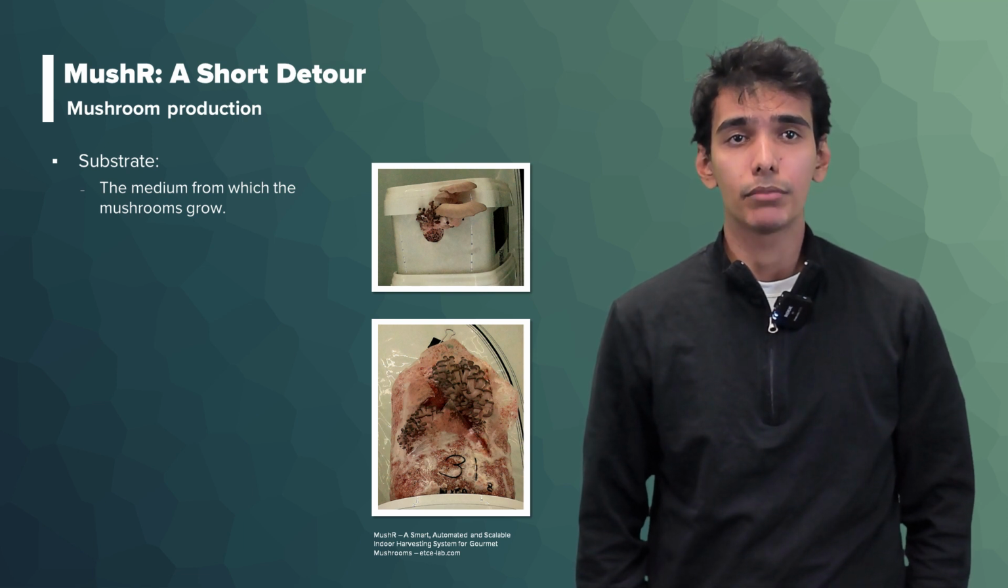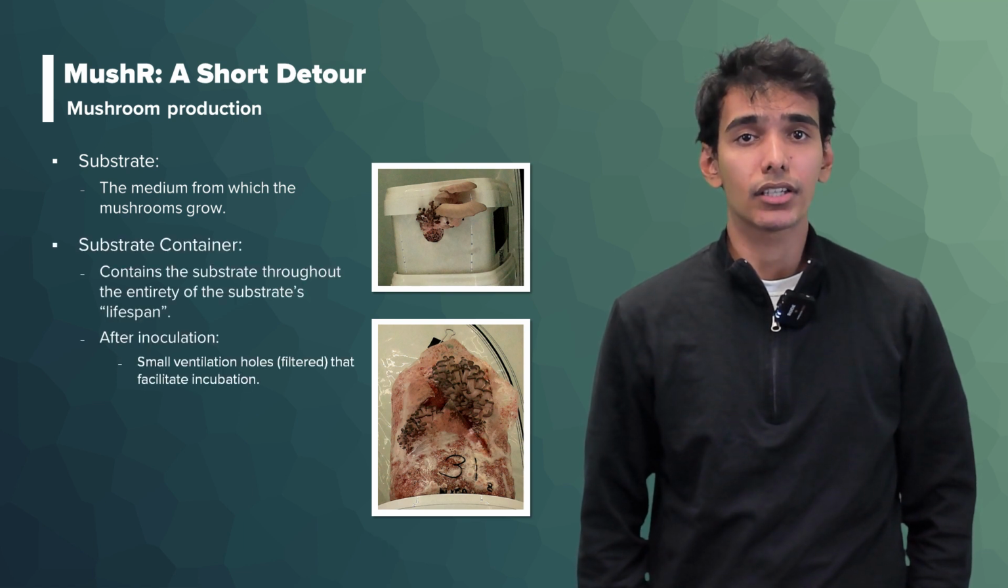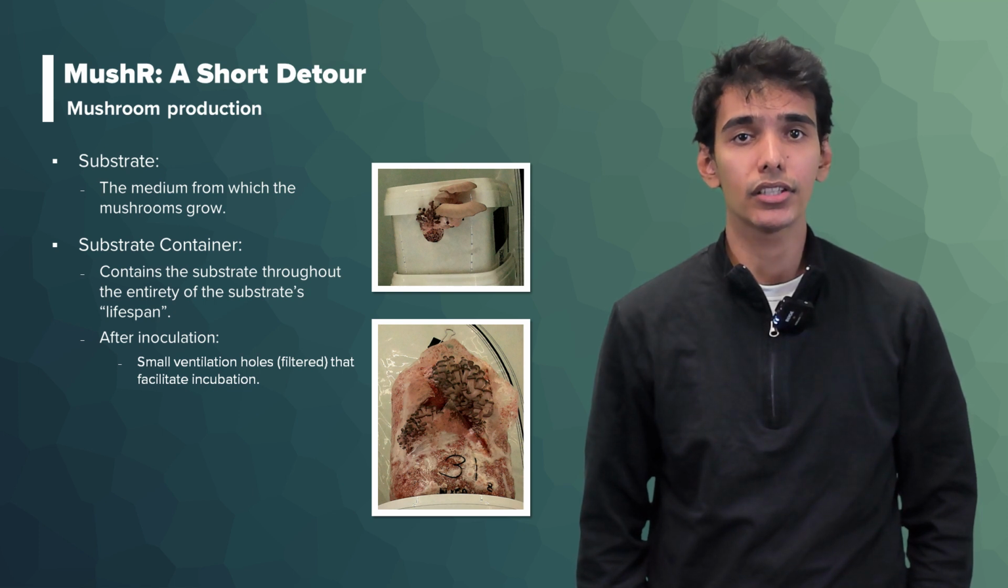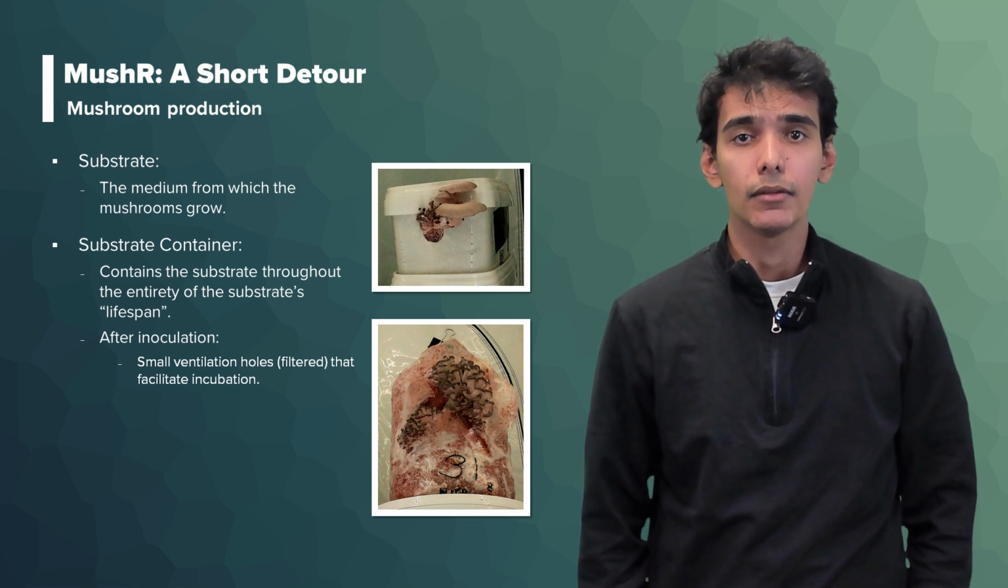Essentially, it can be composed out of wheat or straw pellets or also sawdust. And substrate containers essentially contain the substrate throughout the entirety of the substrate's lifespan. As you can see on the right, we have two different types of containers. On top, we have the MushR containers that we created, and also the traditional method, which are plastic bags.